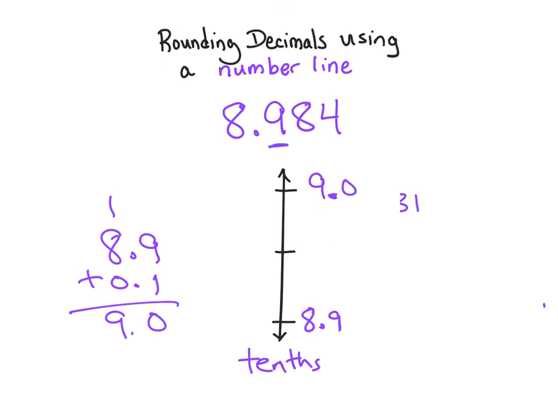My midpoint is going to be the number that's halfway between those. That would be 8.95. So now I plug the actual number in, 8.984, and we can see that this one rounds to 9.0 or 9.